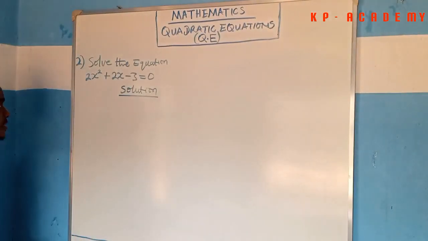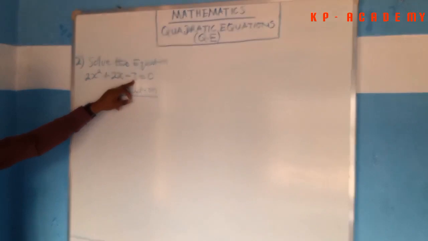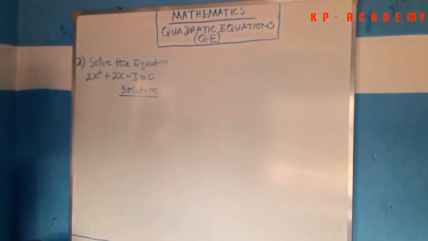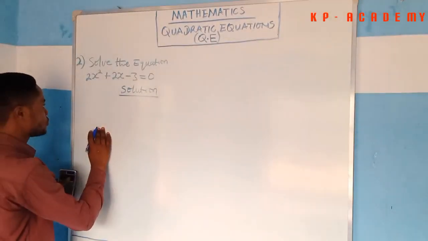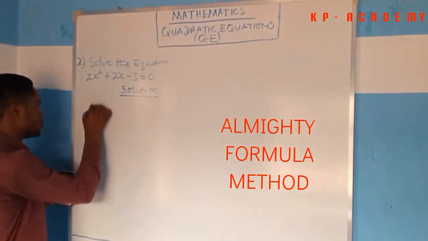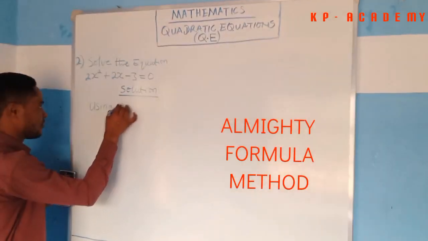And we have this question on the board. It says, solve the equation 2x squared plus 2x minus 3 is equal to 0. All right, so let's just get into it. We're going to use a formula method. So, using formula method.